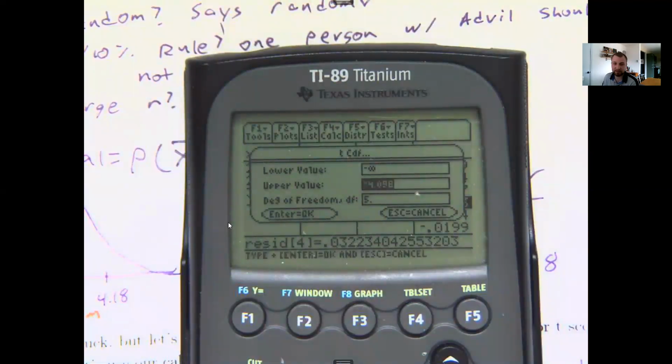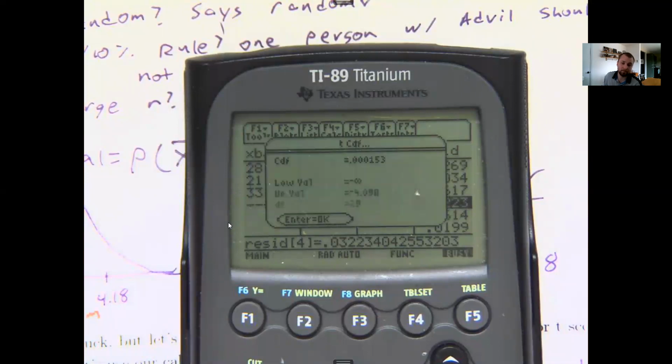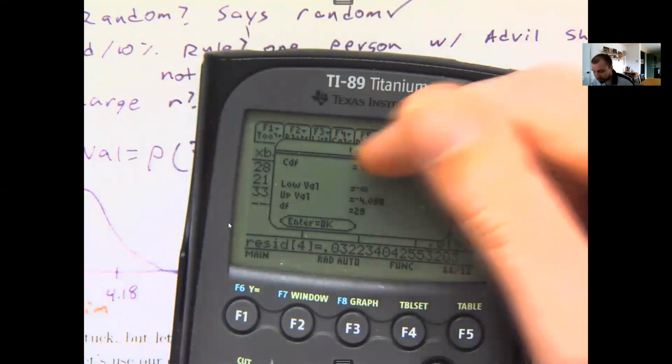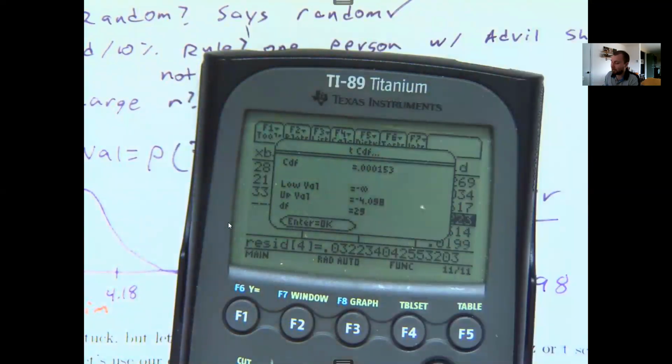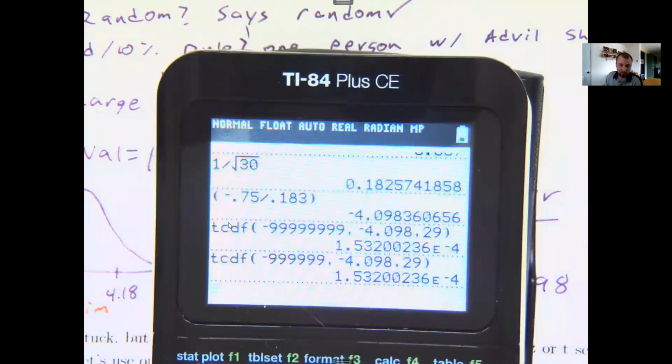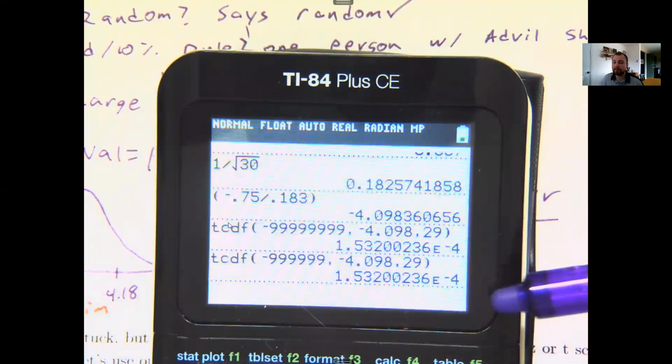My upper value was negative 4.098. My degree of freedom was 29. This gives me 0.000153. In my TI-84, it gave me 1.53 E minus 4. Do you notice that, E minus 4? This is in scientific notation.